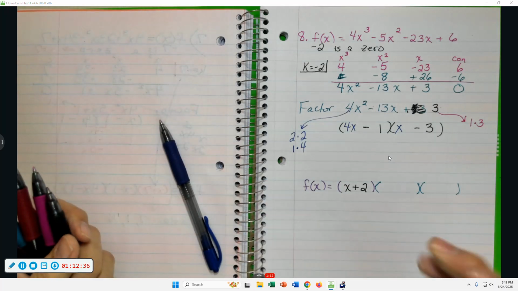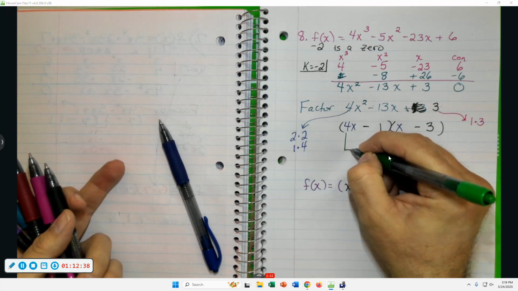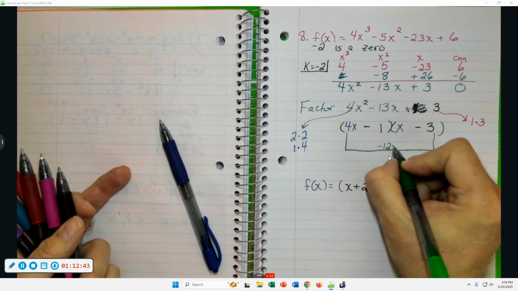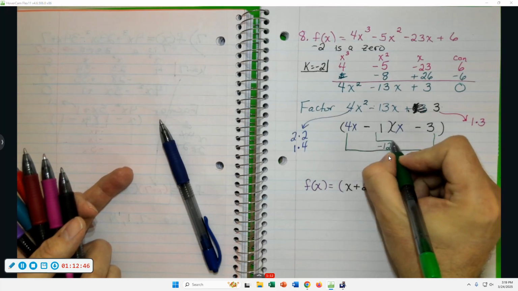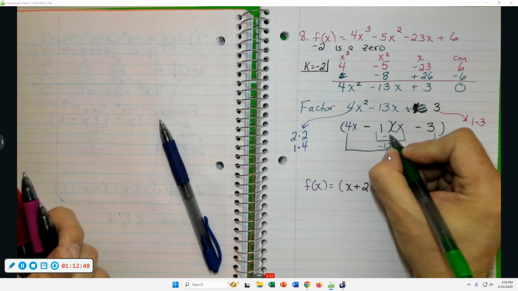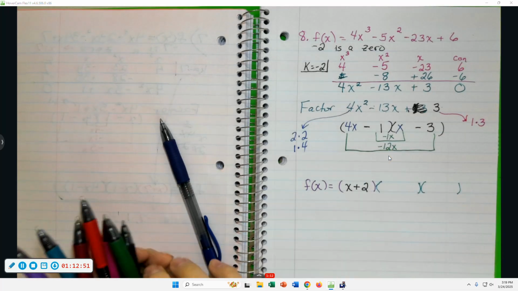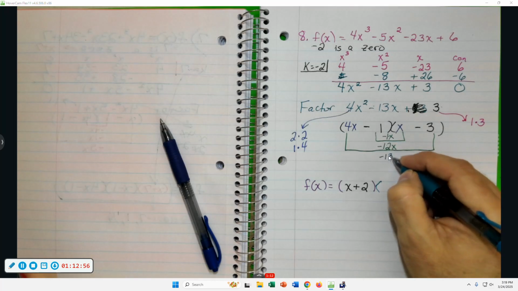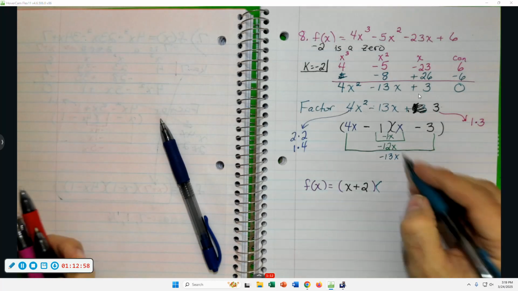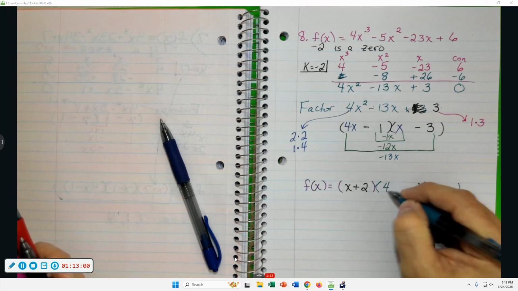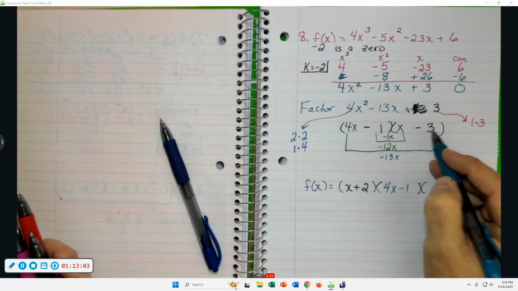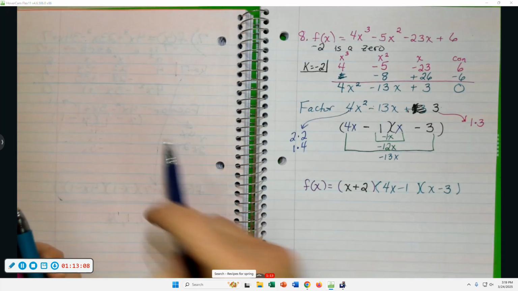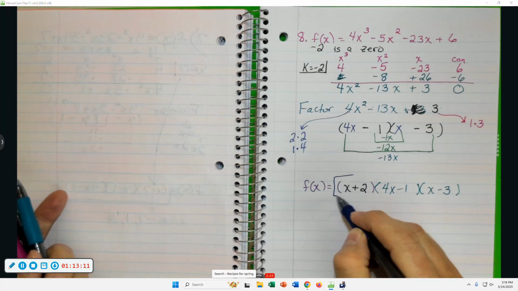Check the outer and the inner. Does that give us a minus 13x? We would have a minus 12x for the outer. What's the inner product? Negative 1x. Negative 1 minus 12 gives us... Is that what we needed? Yeah, so that's what we needed. We have a 4x minus 1 and an x minus 3. So there's our 3 sets of parentheses.